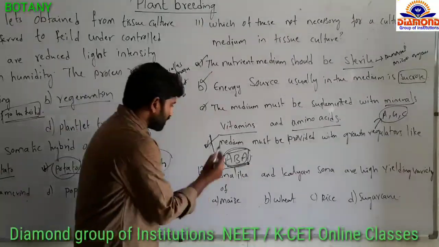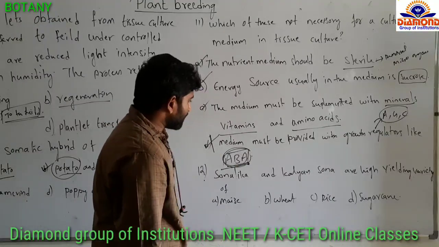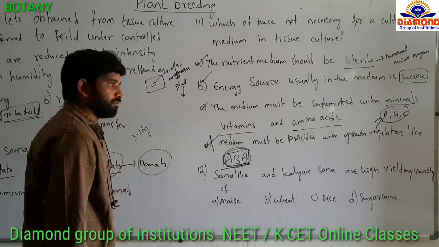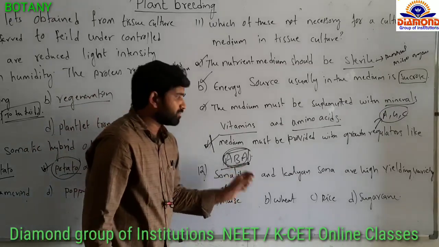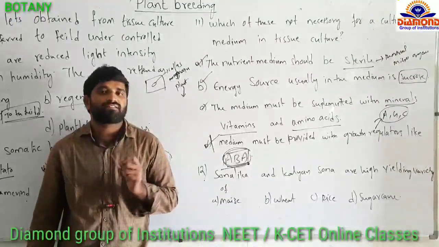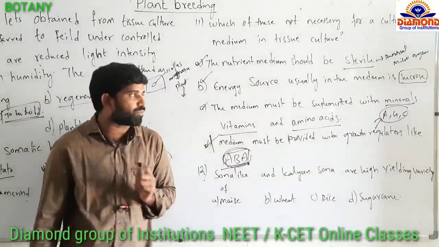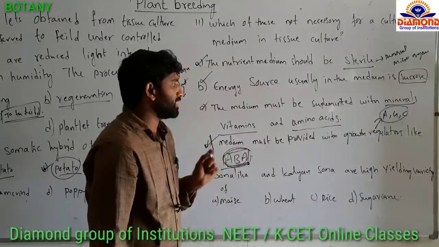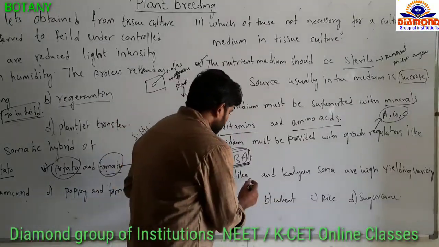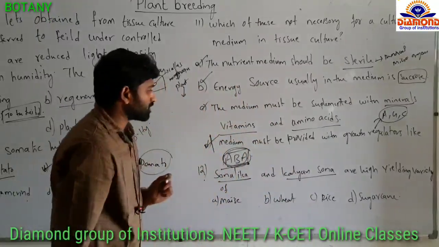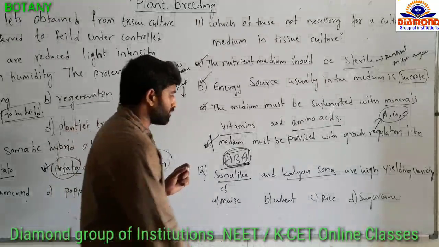And next one, question 12: Sonalika and Kalyan Sona are high yielding varieties of what? At the time of the Green Revolution, semi-dwarf varieties of wheat and rice were imported from different countries. Sonalika and Kalyan Sona are the semi-dwarf varieties of wheat.